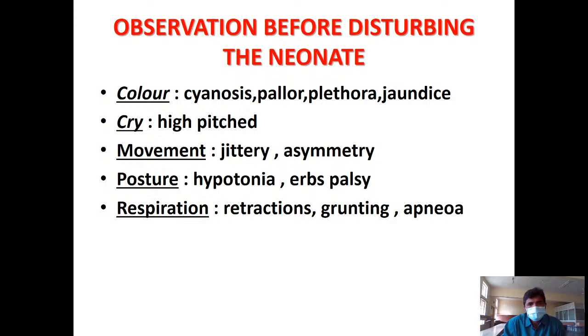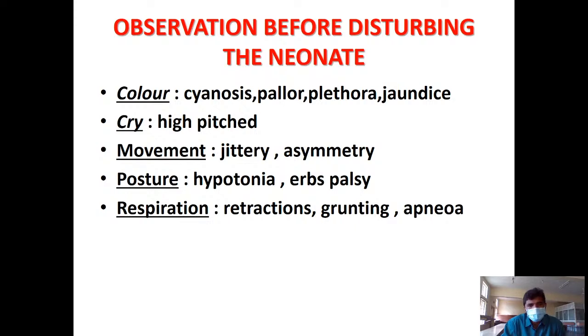Movements are normal, or if there is any jitteriness, preterm infants and infants of diabetic mothers are usually very jittery. And then with movements, you also look at asymmetrical movements. So when you have clavicular fracture or Erb's palsy or brachial plexus nerve injury, then you can have asymmetry of the movements. Then posture. Normally, a healthy neonate remains in a universal flexed posture. All the joints will be in a flexed posture.